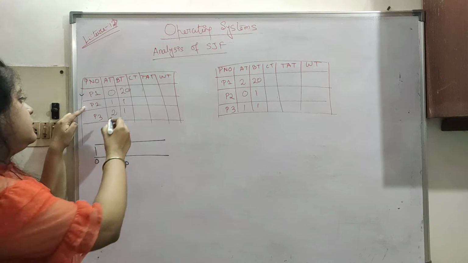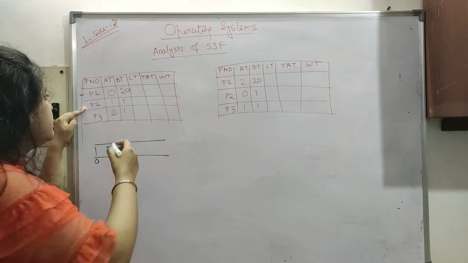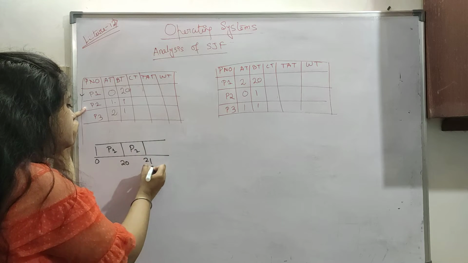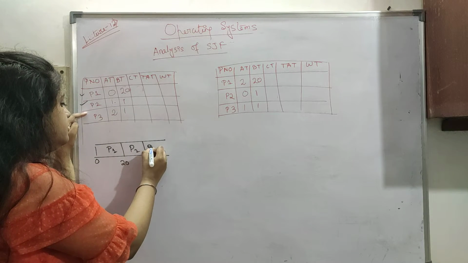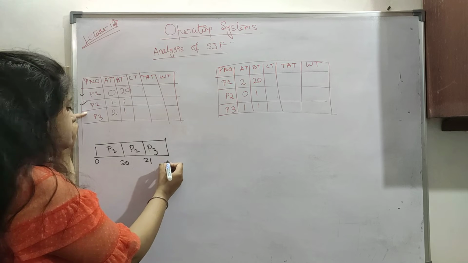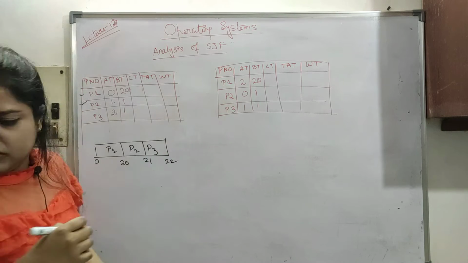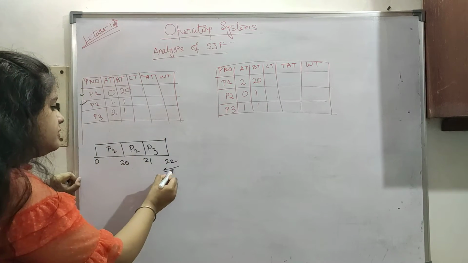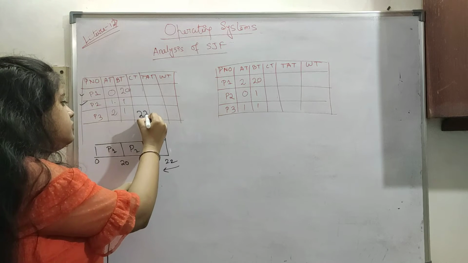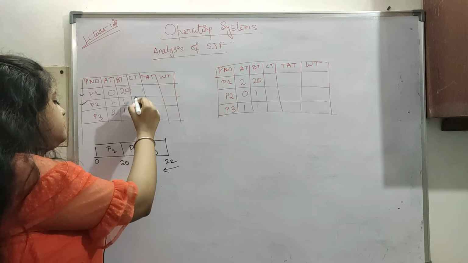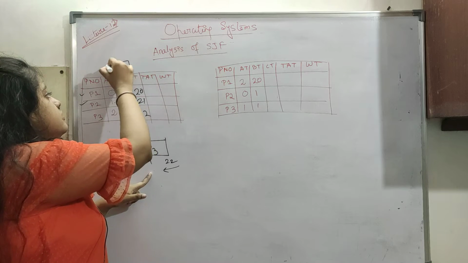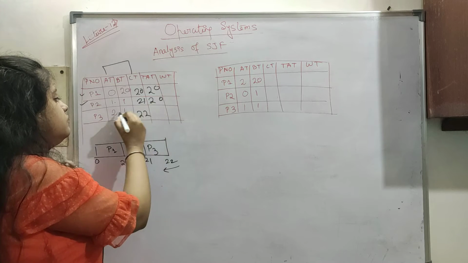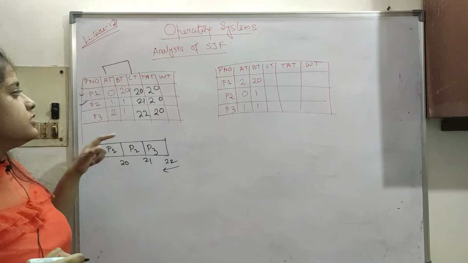Now next is P2. P2 has the lower burst time, and it is coming at 1. So P2 ends at 21. And then P3 has burst time 1, so it ends at 22. Now completion time is an easy one: P3 is ending at 22, P2 is ending at 21, P1 is ending at 20. TAT means CT minus AT. 20 minus 0 is 20, 21 minus 1 is 20, 22 minus 2 is 20. So everything is 20.